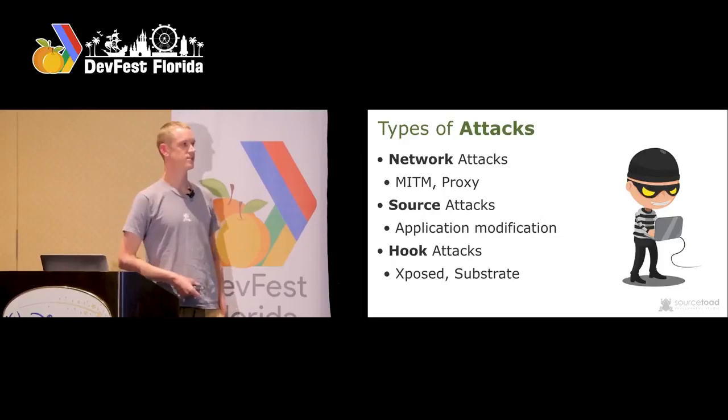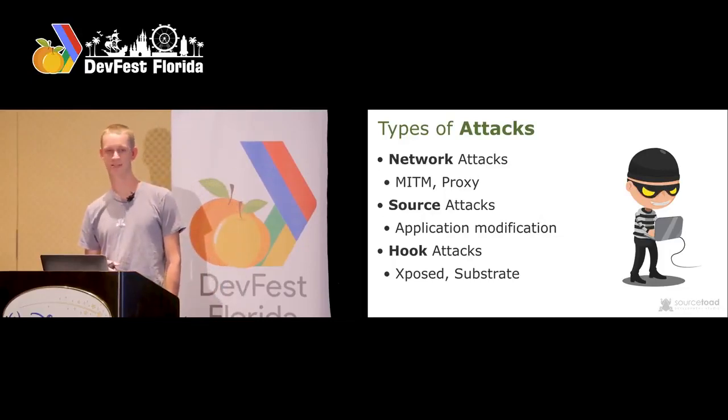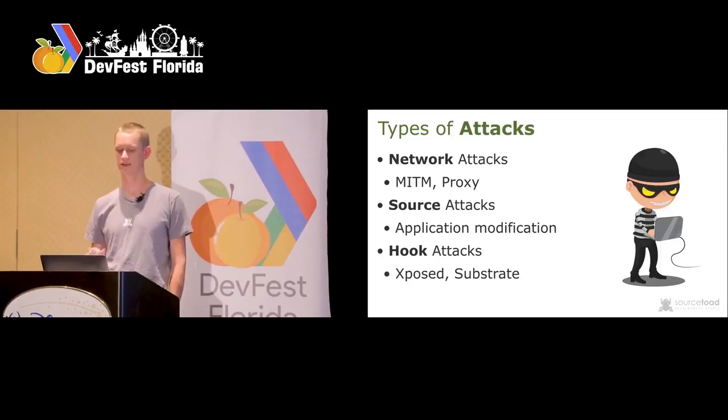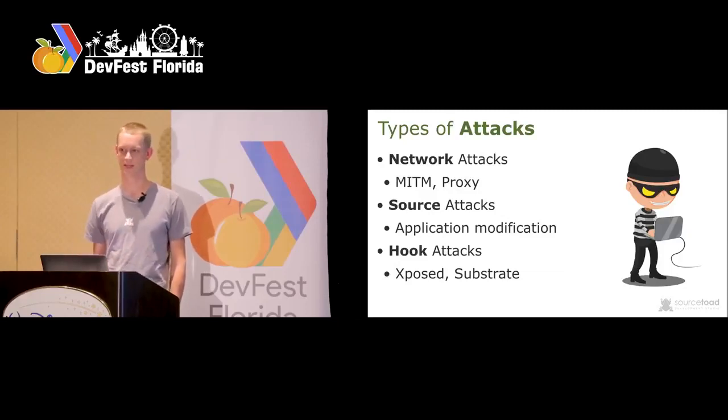So we're going to look at 3 attacks here with the cool little creepy attacker guy. Network attacks, man in the middle if you don't know what that stands for, and proxying, basically just trapping network traffic as it goes from client to server. And then source attacks, really what we're going to use Apktool for. If you can decode an application and change something and rebuild it, you can get it to execute.